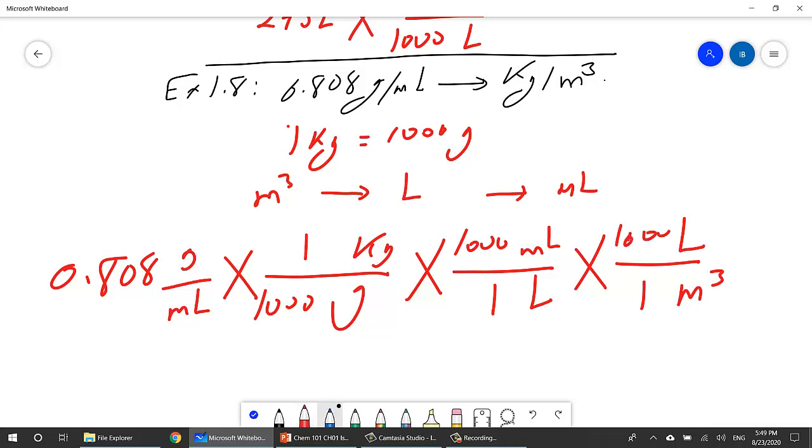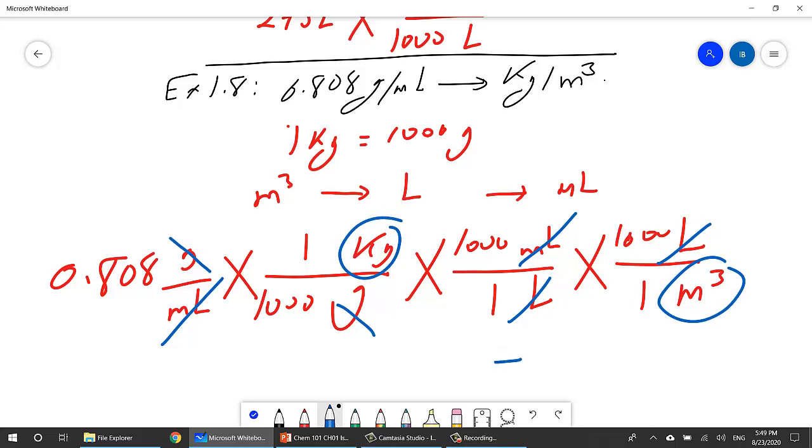Let's see if this works, or if we made any mistakes. The milliliter will go with milliliter there. Liter will go with the liter, and gram will go with the grams. And we are left with kilogram per meter cube. This is beautiful. So it worked out. So the answer will be in kilogram per meter cube.